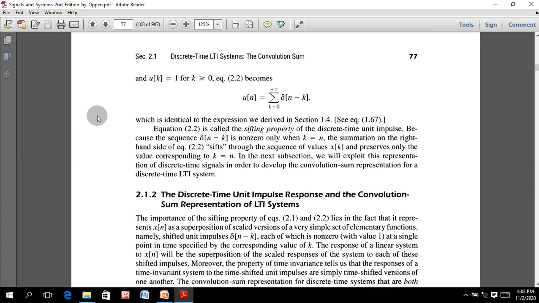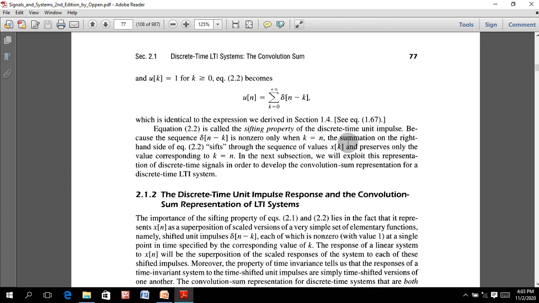Up to this we will end this lecture here, and we have discussed what the shifting property is. In the case of the shifting property, when k is equal to n, we get a non-zero value. The summation on the right hand side of the equation shifts through the sequence of values x of k and preserves only the value corresponding to k equal to n. The same thing is realized here: we shift through all the values of n, and only at the specific value do we get a result. So we'll end our discussion here.